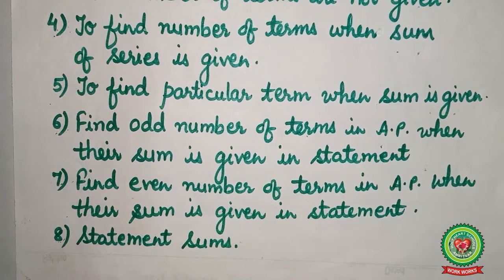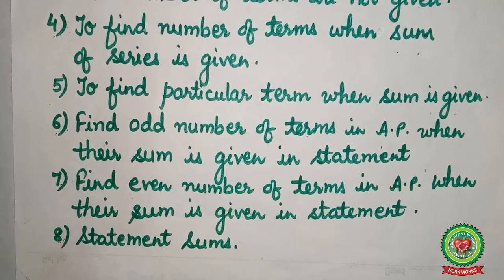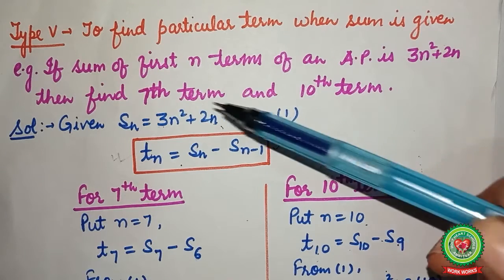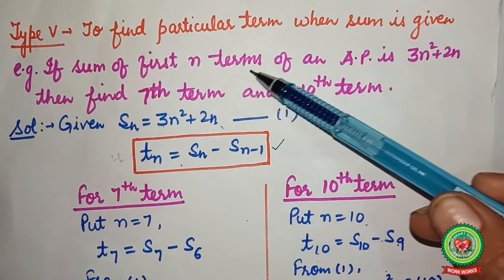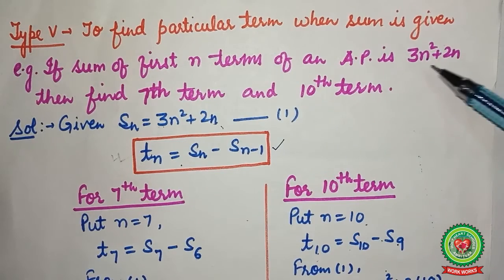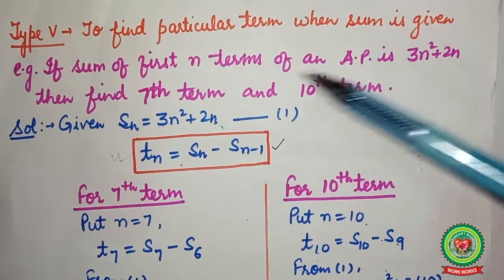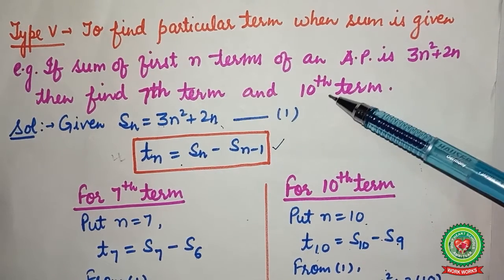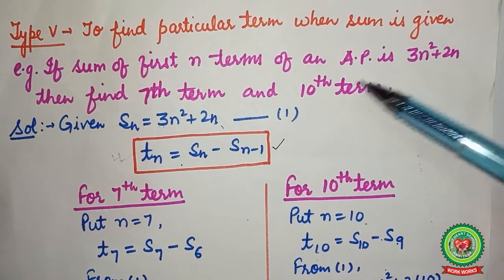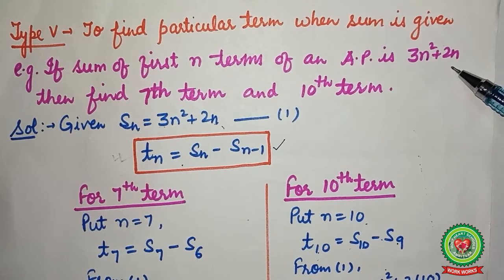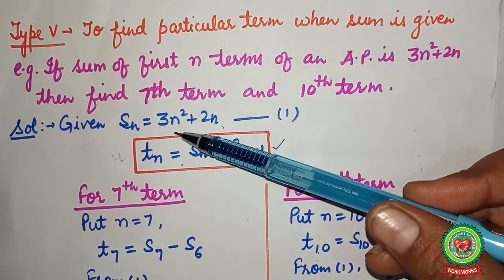Today we are going to start with the 5th type, that is to find the particular term when sum is given, and then we will do some statement sums. Let's start with the 5th type. For example, if sum of first n terms of an AP is 3n square plus 2n, then find the 7th term and 10th term. Here sum is given, so denoted as Sn.